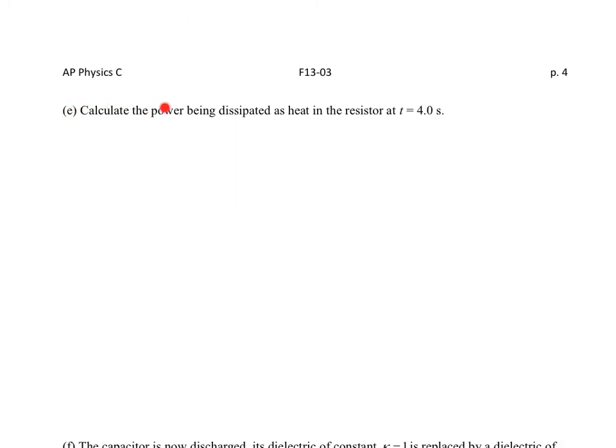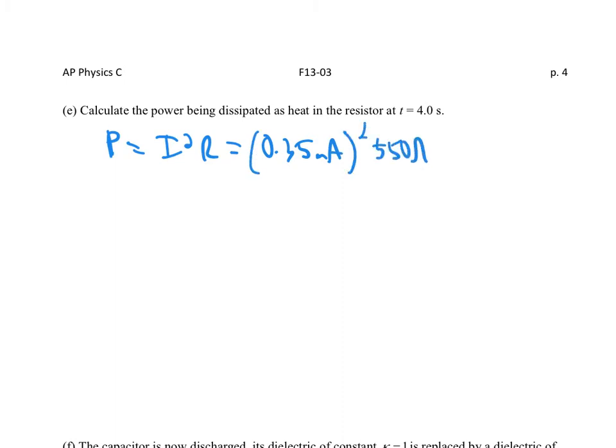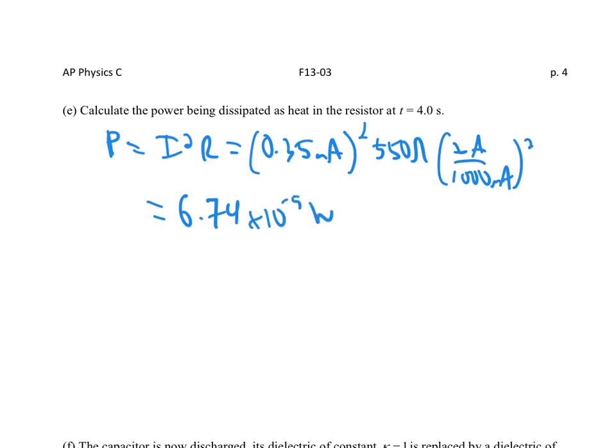Part E, calculate the power being dissipated as heat in the resistor at 4 seconds. And maybe the easiest go-to is remember that power equals I squared R, and the I we had said was 0.35 milliamps squared times 550 ohms, and then we've got to convert that 1 amp is 1,000 milliamps squared, and we get something like 6.74 times 10 to the minus 5 watts.